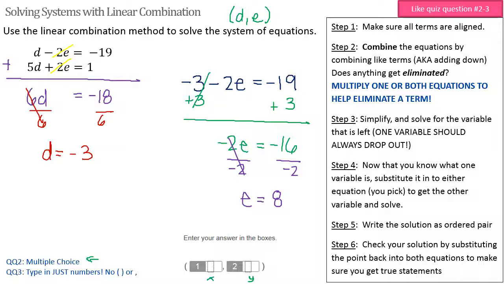So thinking of that as an ordered pair, it's going to be negative 3, 8. And once again, if you're doing quiz question number 2, that one's going to be multiple choice. If you're on quiz question number 3, you're going to enter in just the values of your ordered pair. So if you were entering that in, it would be negative 3 in the first box and 8 in the second box.